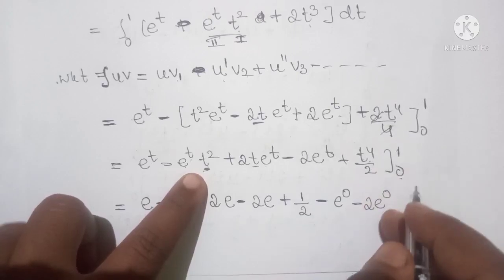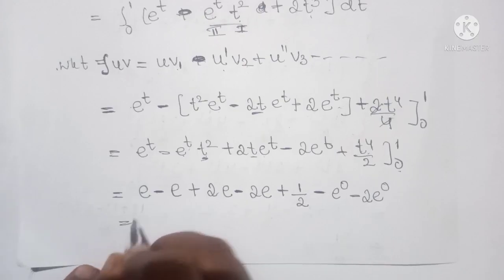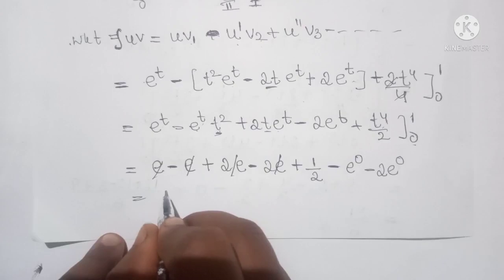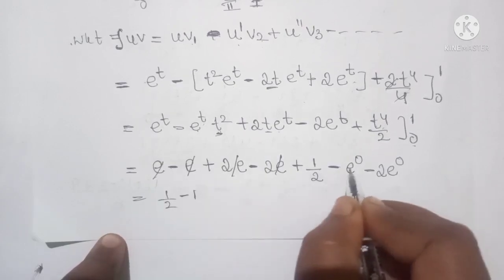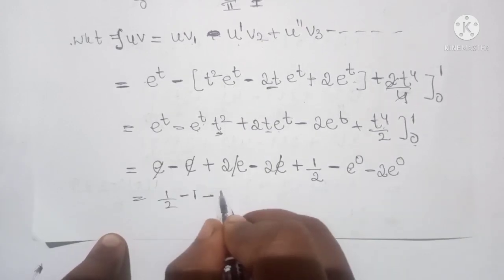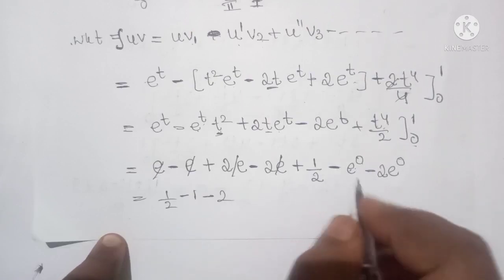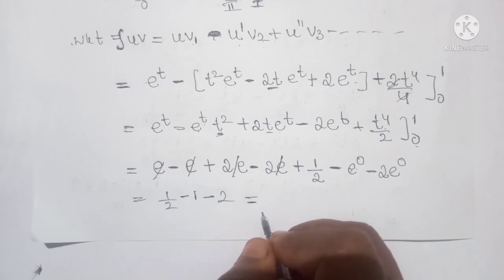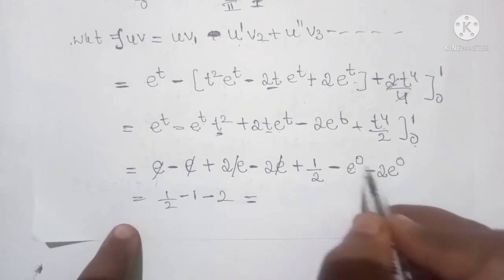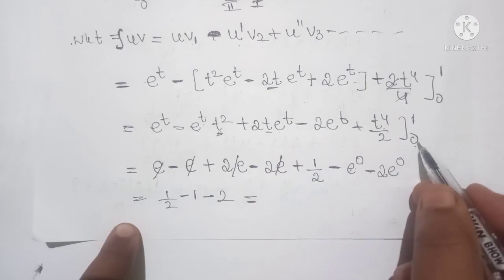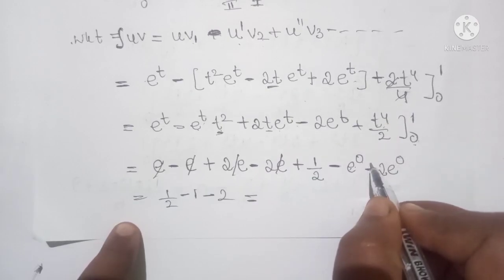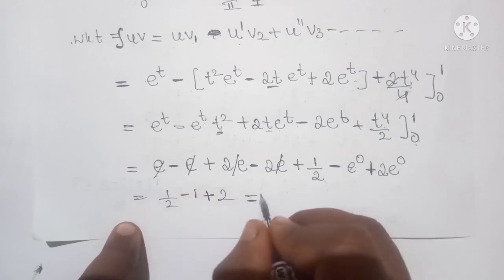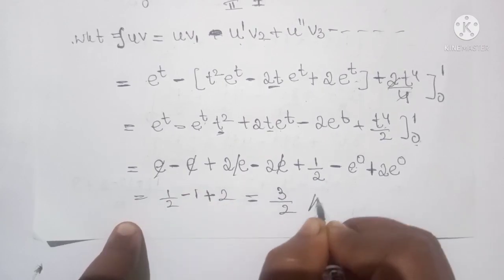Now simplifying this one, this plus c minus c cancels, 2e cancels, we get 1 by 2 minus 1 minus 2 because e power 0 is equal to 1. So simplifying this one, this is plus because we are applying the lower limit, minus into minus we get plus, plus 2. So simplifying this one we get 3 by 2. This is the required answer.